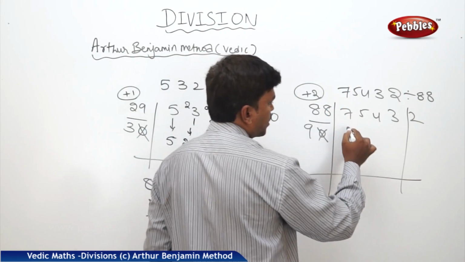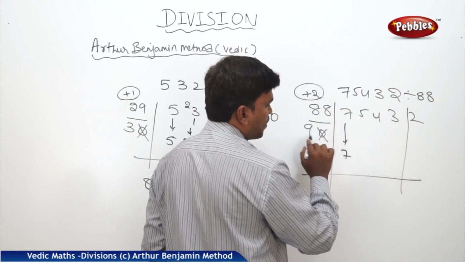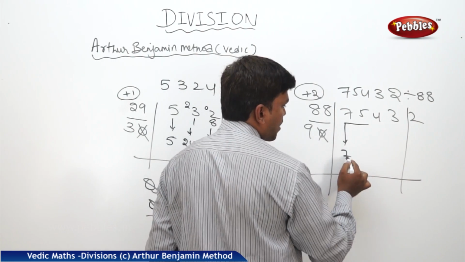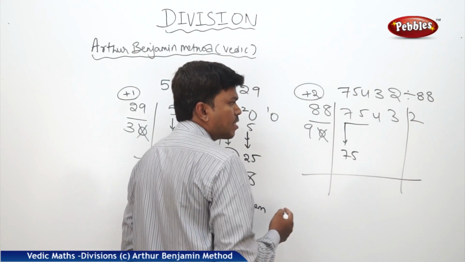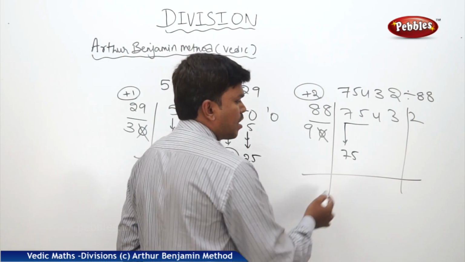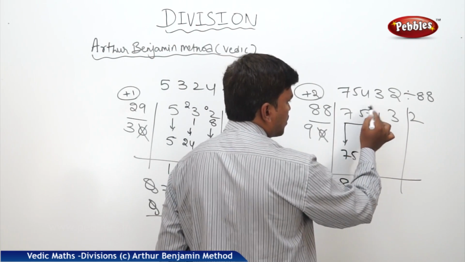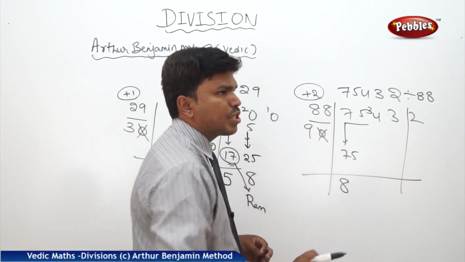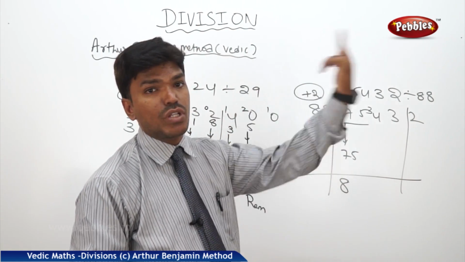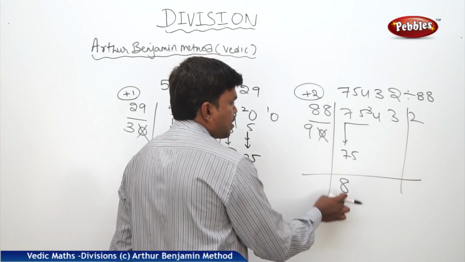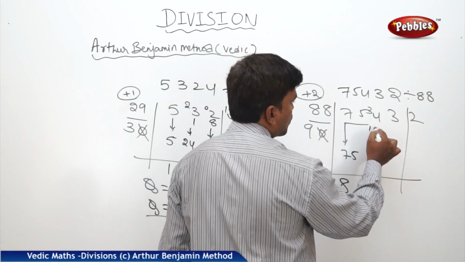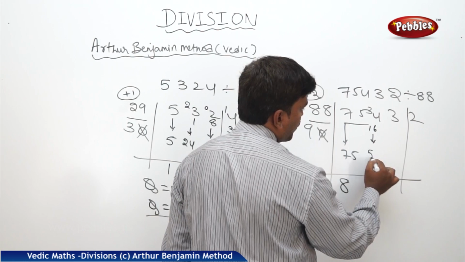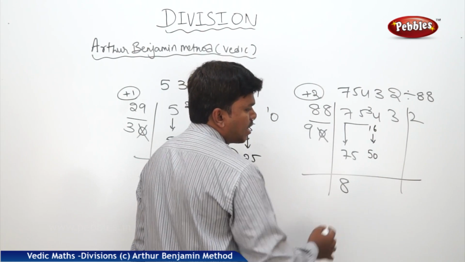So just take the first digit 7. 7, will it go in 9? No. So take 75 at a time. So 75, how many times does it go in 9? 8 times. 9 8s are 72, remainder 3. Now what I said, after dropping every quotient digit, multiply with the complement and add to the next number. 8 into 2, 16. So 34 plus 16 is how much? 50.